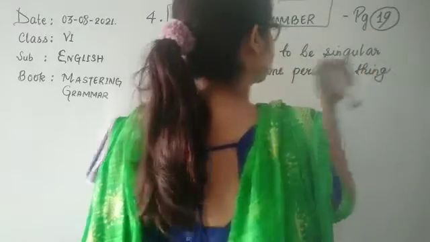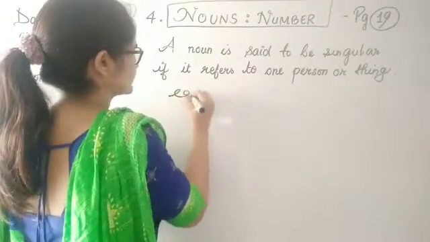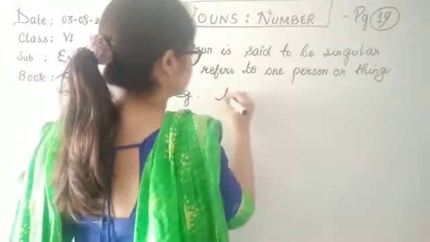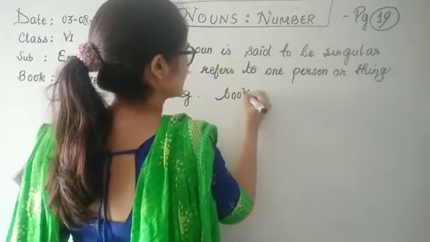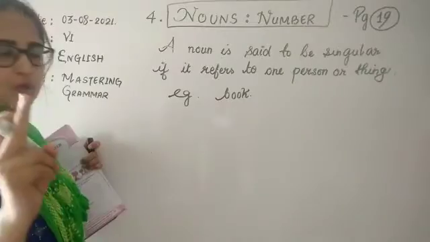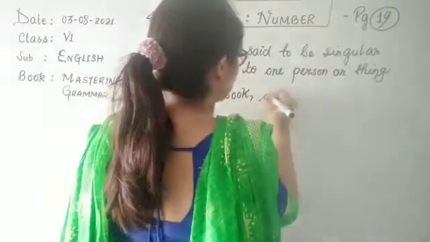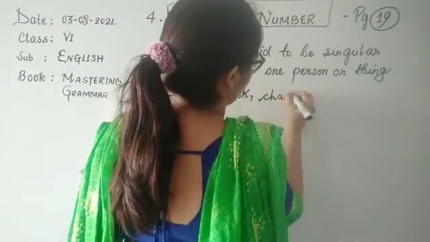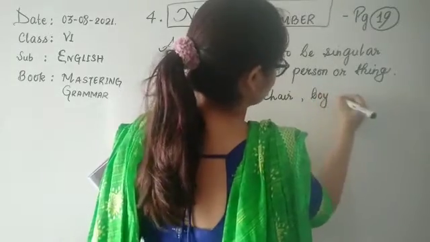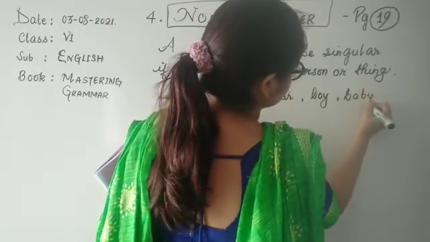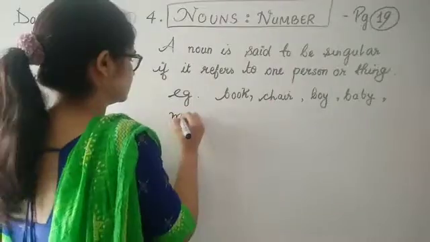Now let us look at some examples. For example, we have book. This word clearly tells us that we are talking about one book. Then we have chair, boy, baby, monkey.